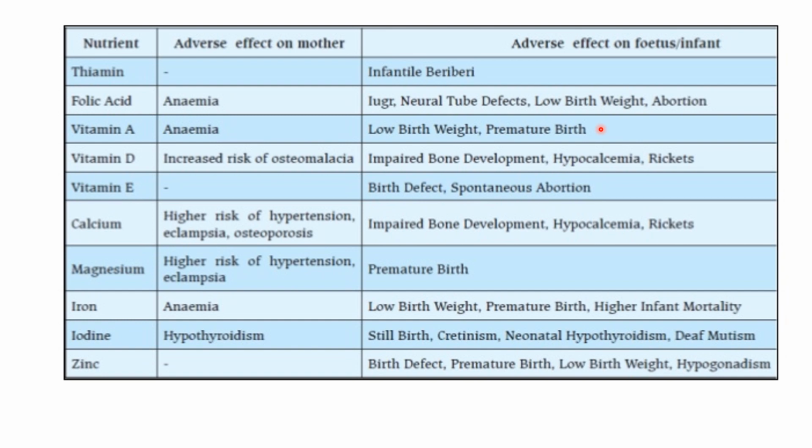And if vitamin A deficiency is there, it will produce anemia for the mother, and for the baby there's a chance for low birth weight and premature birth. And if vitamin D deficiency is there in the mother, it may produce osteomalacia, and for the baby impaired bone development will occur, hypocalcemia will occur, and there's a chance for rickets also. And if vitamin E deficiency is there, it will not produce much problem for the mother, but for the baby it will produce birth defects and there is a chance for spontaneous abortion also.